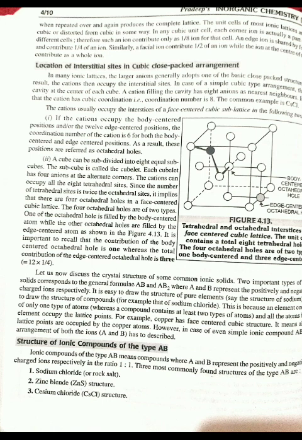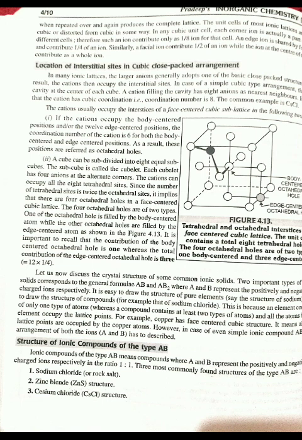The cations usually occupy the interstices of a face-centered cubic sublattice in the following two ways. First, if the cations occupy the body-centered position and the 12 edge-centered positions, the coordination number of the cation is 6 for both the body-centered and edge-centered positions. As a result, these positions are referred to as octahedral holes.